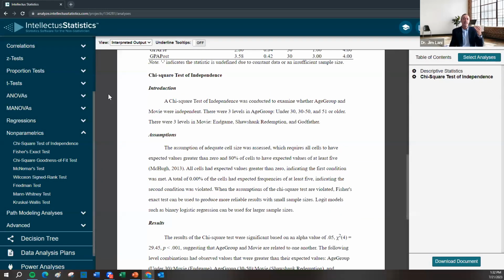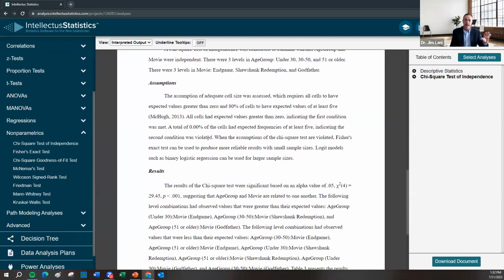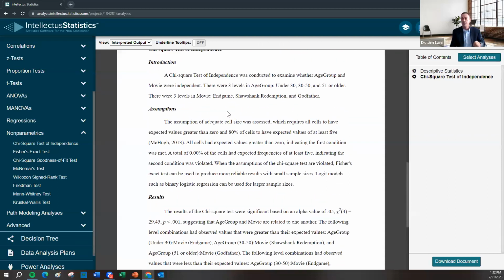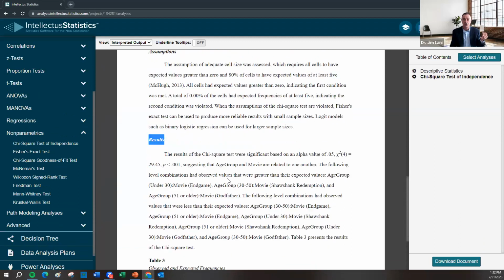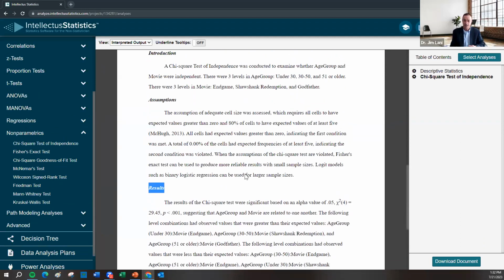So for all of these tests, aside from the descriptives, if there are assumptions to be had, they're going to be preloaded. Well, let me start from the beginning. They'll always have an introduction, assumptions if they have them, and then the results and appropriate tables.